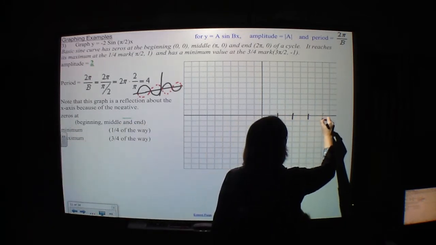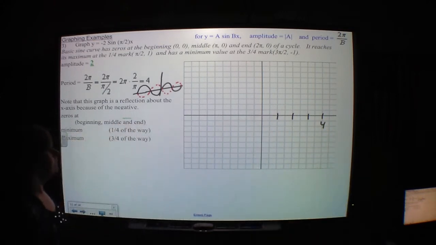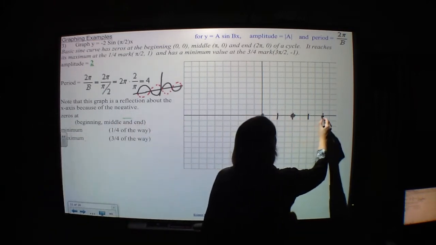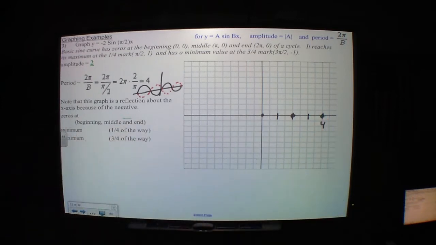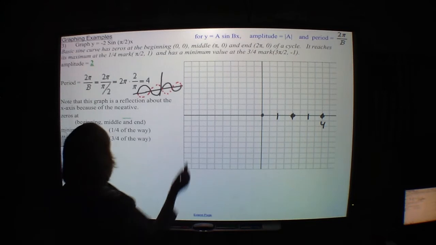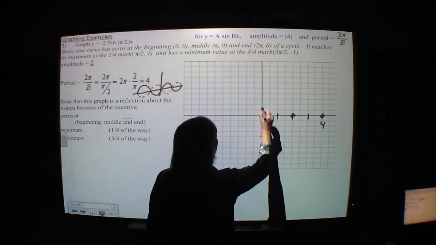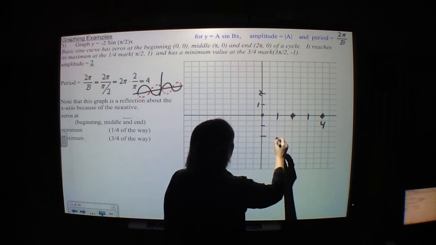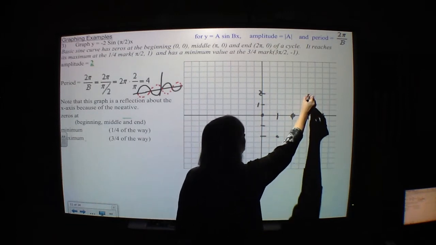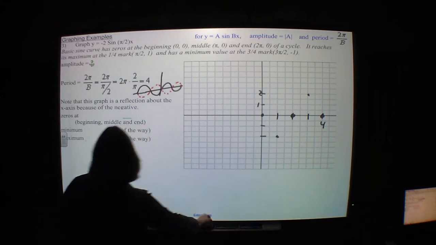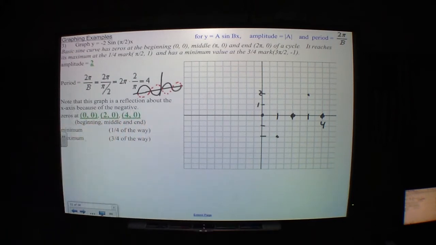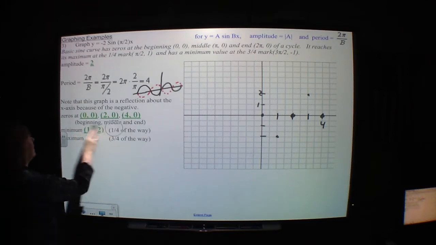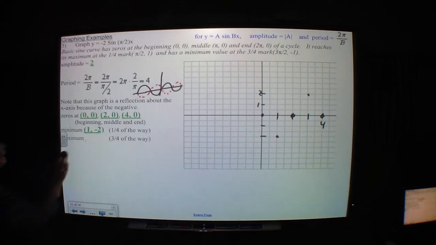Okay? So again, I like to divide it into fourths. 1, 2, 3, 4. This is my period, 4. Beginning, middle, and end are my zeros. A quarter of the way through is traditionally my maximum, but a quarter of the way through now is going to be my minimum. So a quarter of the way through I'm at -2, 3/4 of the way I'm at +2. So I have my zeros at (0, 0), (2, 0), and (4, 0). The minimum at (1, -2). The maximum at (3, 2).